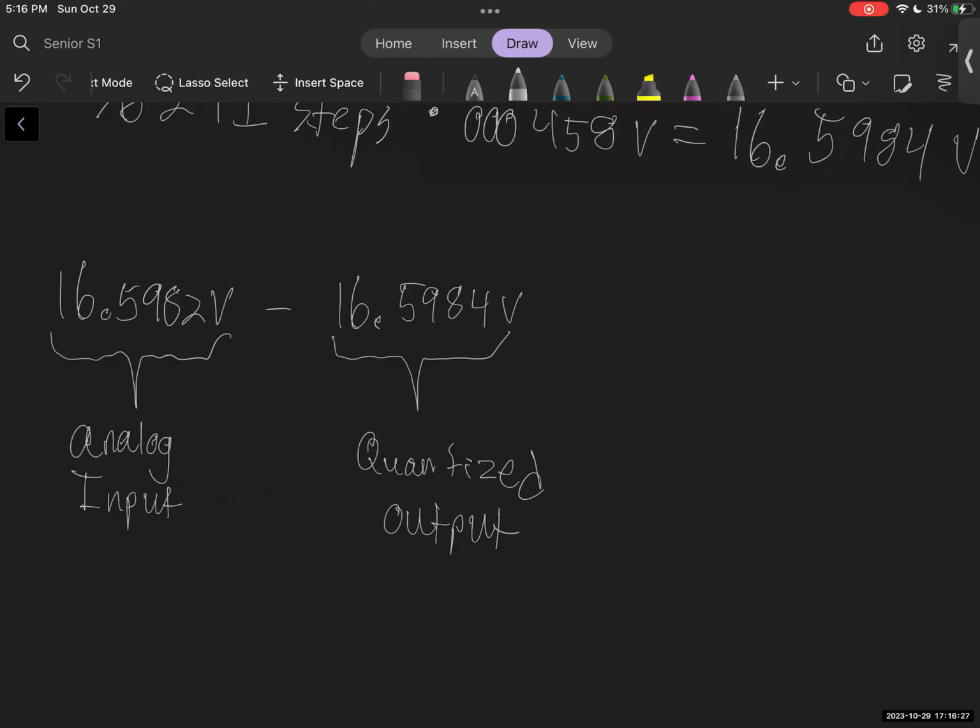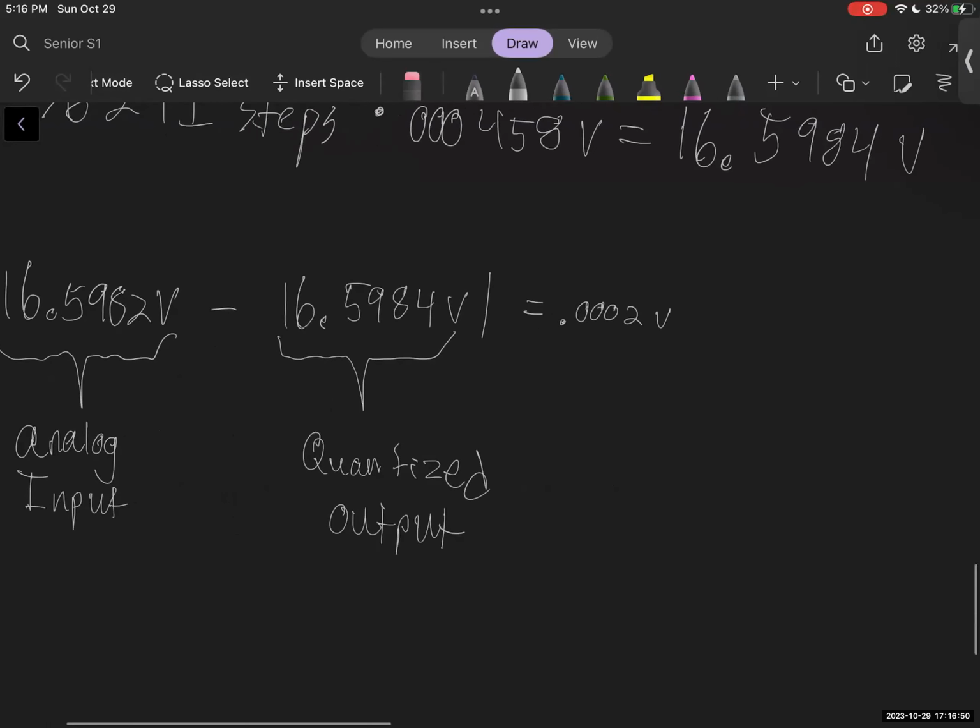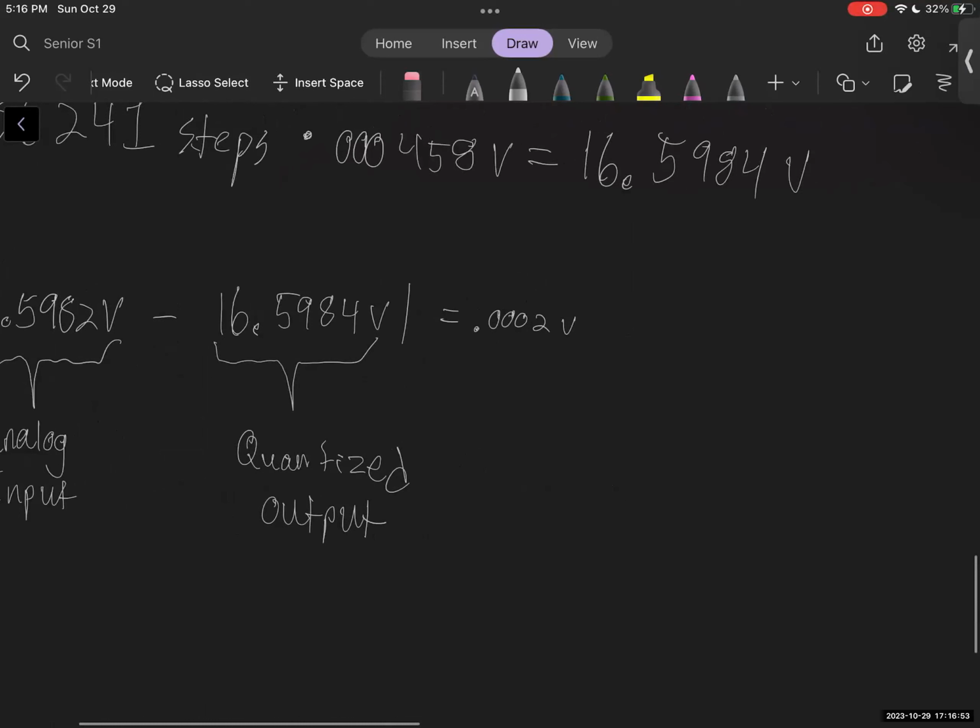Then, sorry, I'm drawing a blank now. Teresa, do you take the absolute value? Yes, you do. Okay. And then you take the absolute value of it. So when we subtract these, we're going to get a difference of 0.0002 volts, which we can express as 0.2 millivolts. And that is going to be our quantization error.